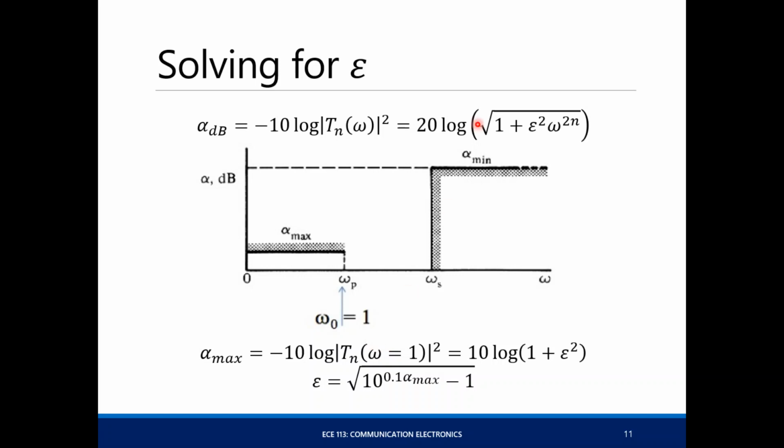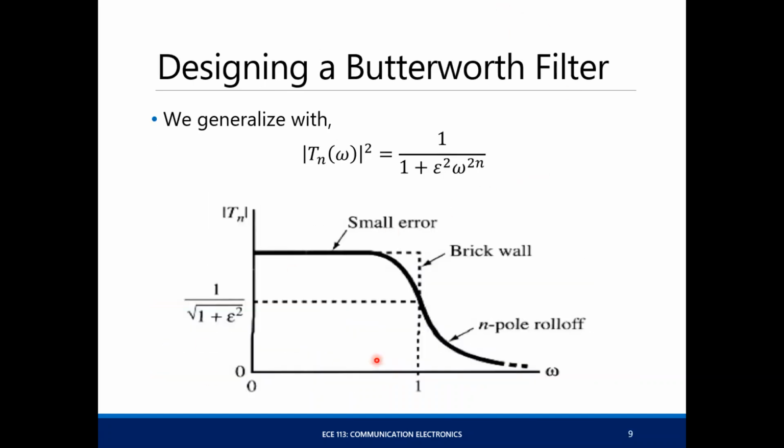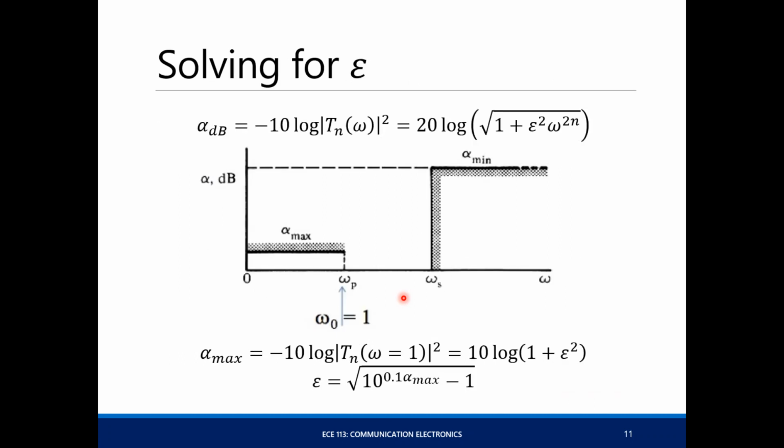So substitute that. As you can see here, the pass band cutoff is at omega equal to 1. That's what we defined earlier. We get this value for your alpha max, and your epsilon, which is an error factor, is equal to this equation right here. Just solving for epsilon, you get this.